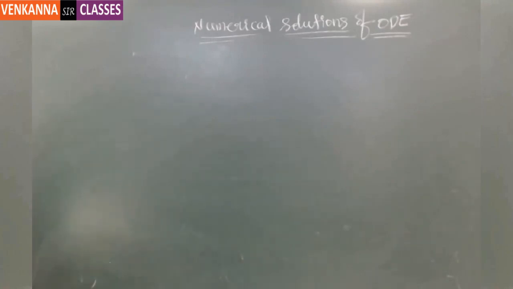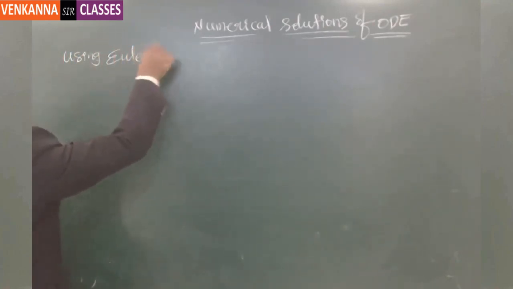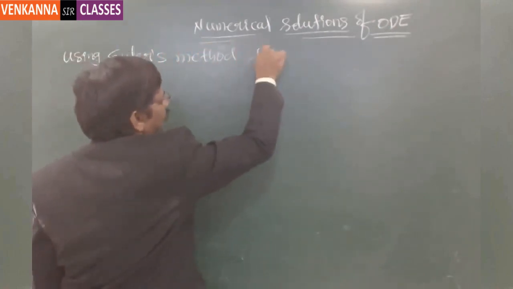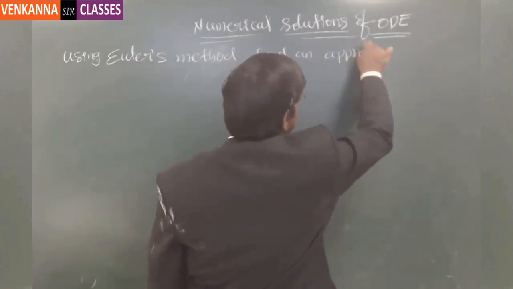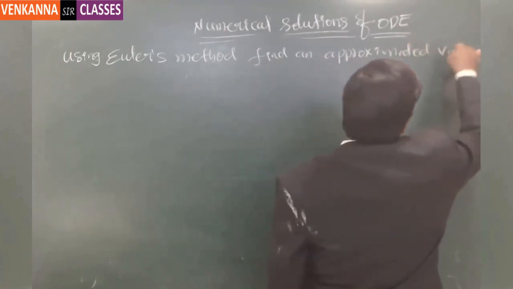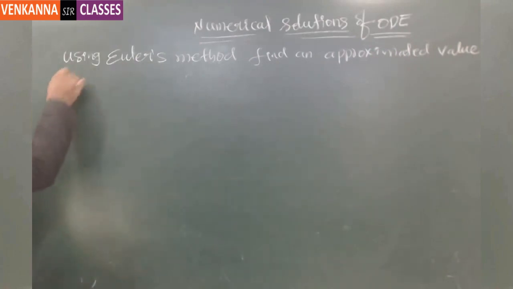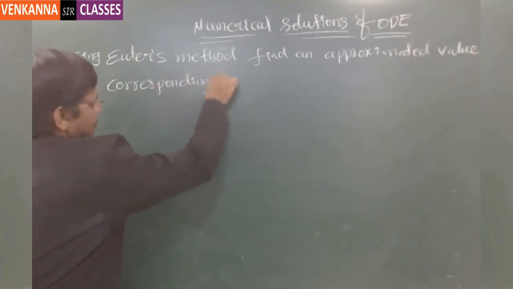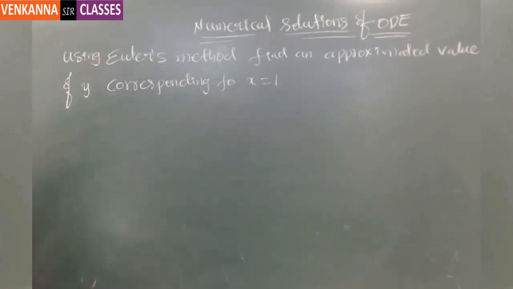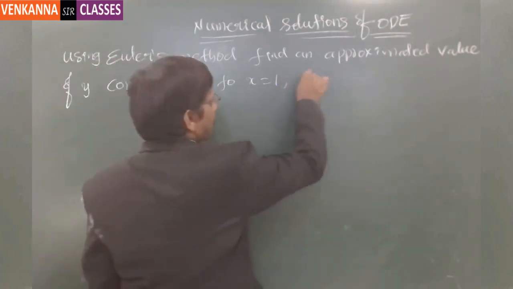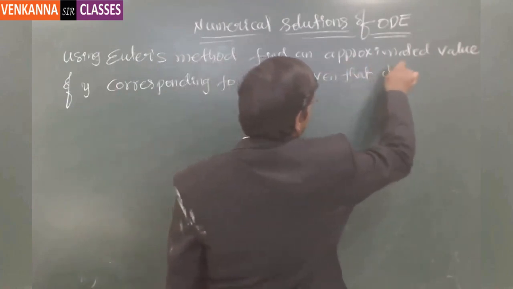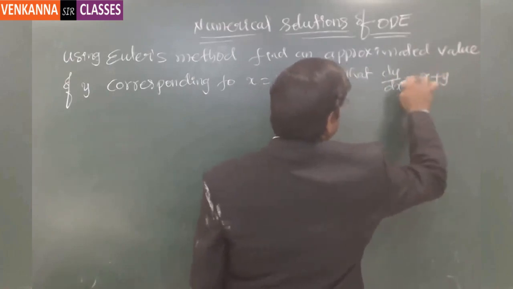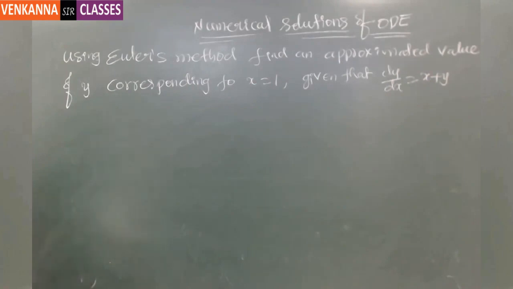Note down this problem. Using Euler's method, find an approximated value of y corresponding to x is equal to 1, given that dy by dx is equal to x plus y, and y is equal to 1 when x is equal to 0.